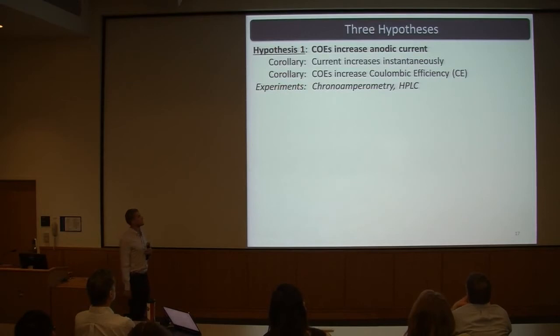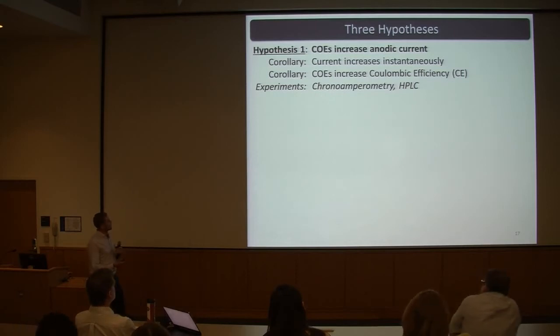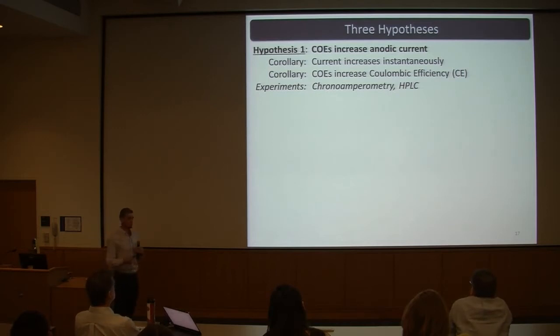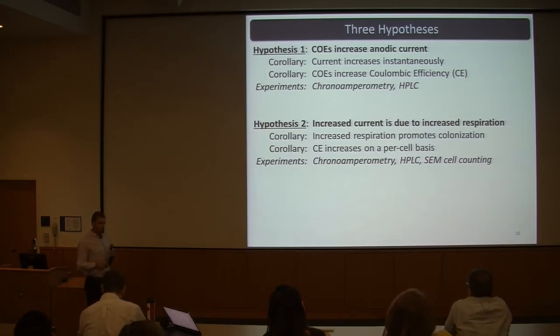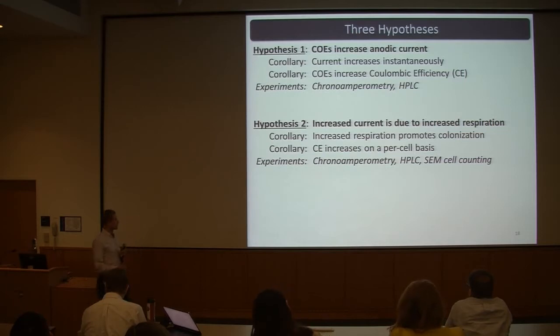The first hypothesis is simply that COEs increase anodic current, which occurs rapidly, and because of this increased anodic respiration, coulombic efficiency is also increasing. The second hypothesis is that it's due to increased respiration and not something like toxicity, and also that the increased respiration promotes electrode colonization, and perhaps that coulombic efficiency is increasing on a per cell basis, so each cell is getting better at producing electricity.